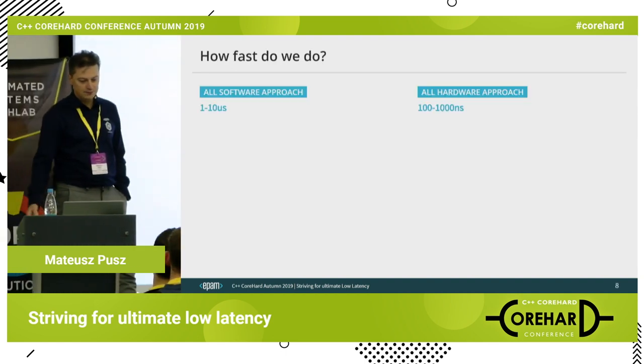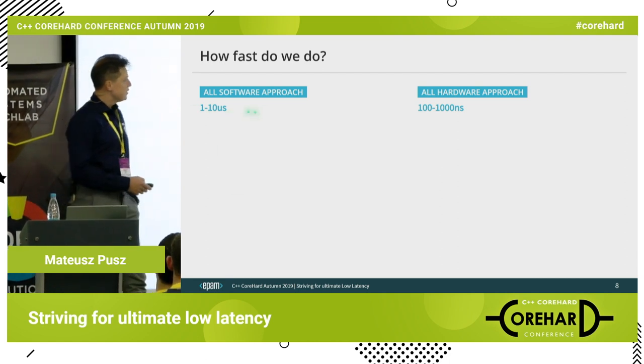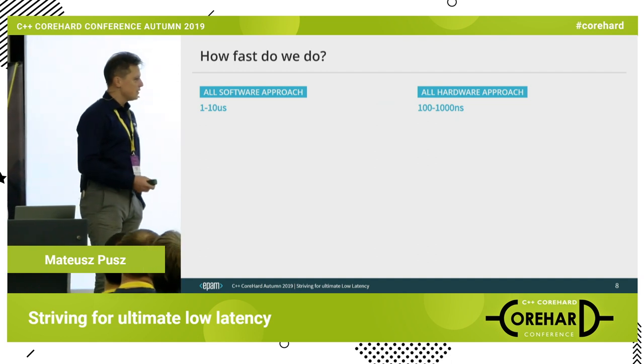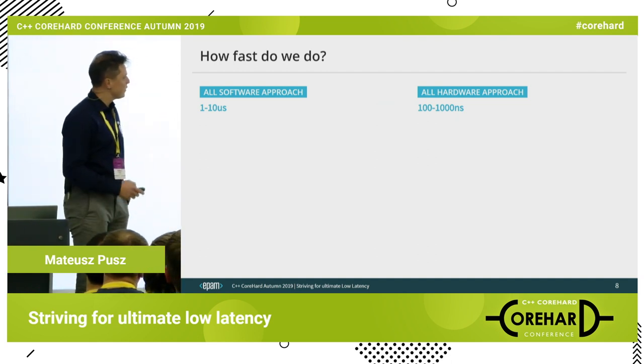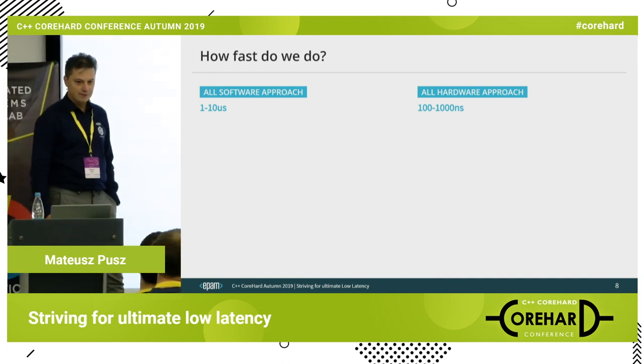How fast can we do? Well, for the software approach, we can make a trade in microseconds. And some companies are using hardware approach. I don't actually have much experience with hardware ones, but those are below microseconds. This is really, really fast.